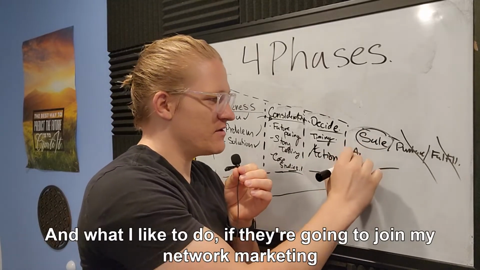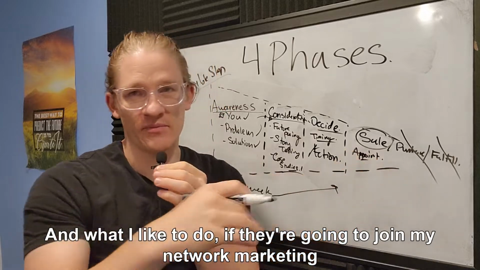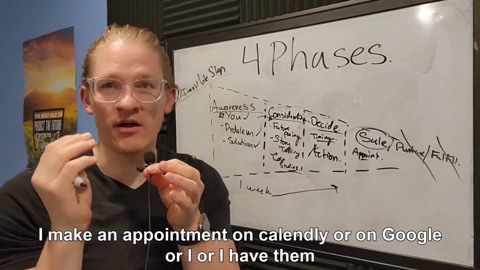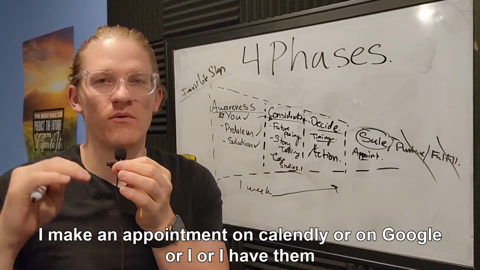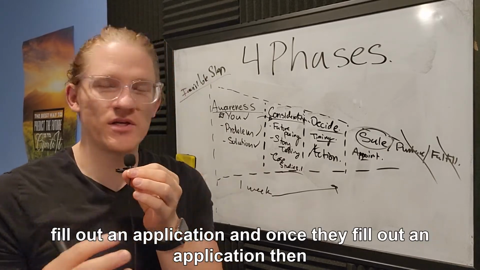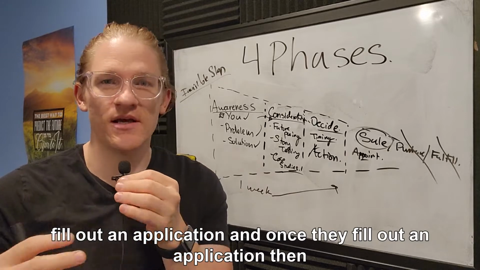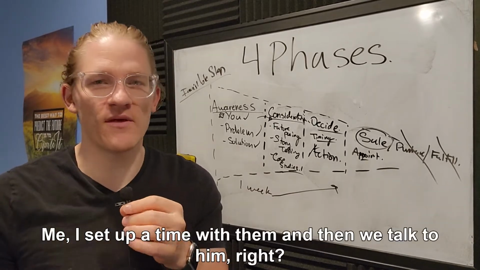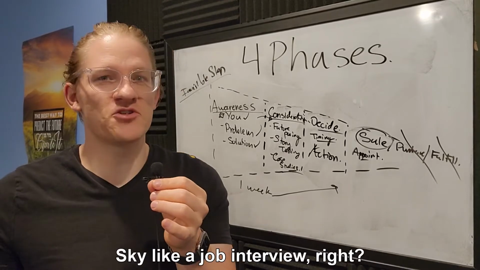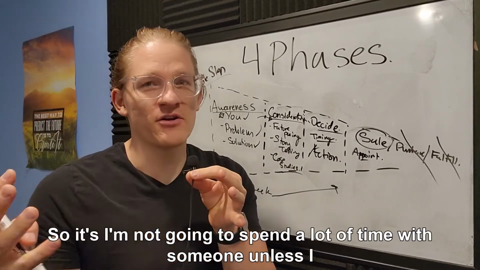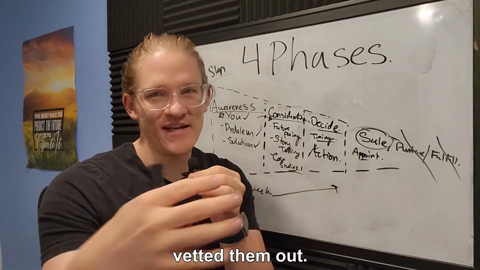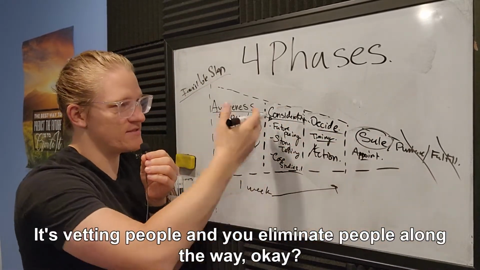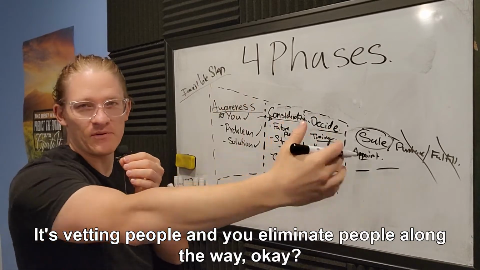And what I like to do, if they're going to join my network marketing team, is do it through an appointment, right? I make an appointment on Calendly or on Google, or I have them fill out an application. And once they fill out an application, then they can schedule a time with me. I set up a time with them, and then we talk, right? It's kind of like a job interview. I'm not going to spend a lot of time with someone unless I've vetted them out. And in order to vet them out, that's where the funnel comes into place. It's vetting people, and you eliminate people along the way.